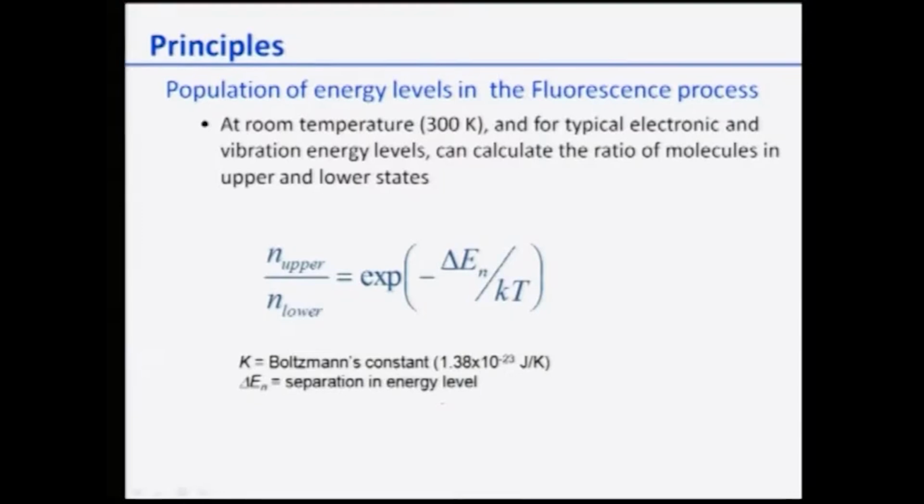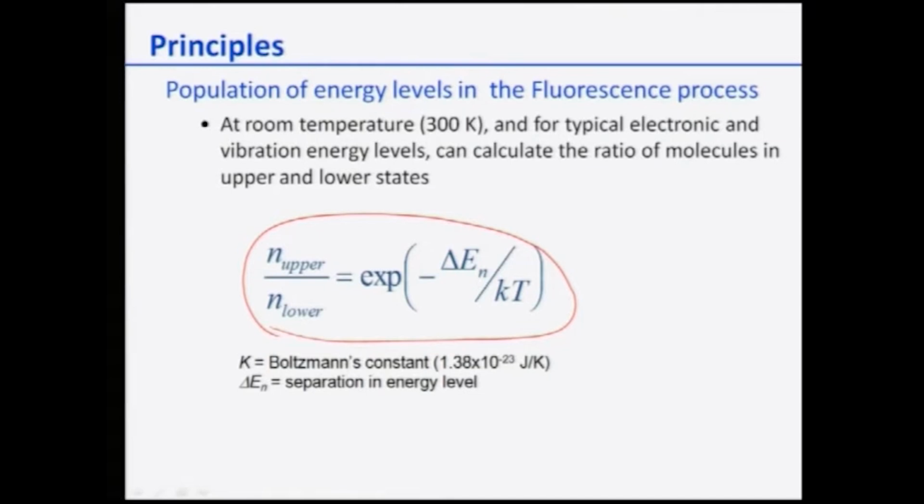At room temperature, that is about 300 K, and for any typical electronic and vibrational energy level, one can calculate the ratio of the molecules in the upper and the lower states, that is S2, S3, S1 and S0, using this formula. This is a very simple formula. N upper by N lower is basically equal to exponential minus En by kT, where En is the energy level separation, k is the Boltzmann constant, equal to 1.38 times 10 to the minus 23 joule per Kelvin, and T is the temperature.